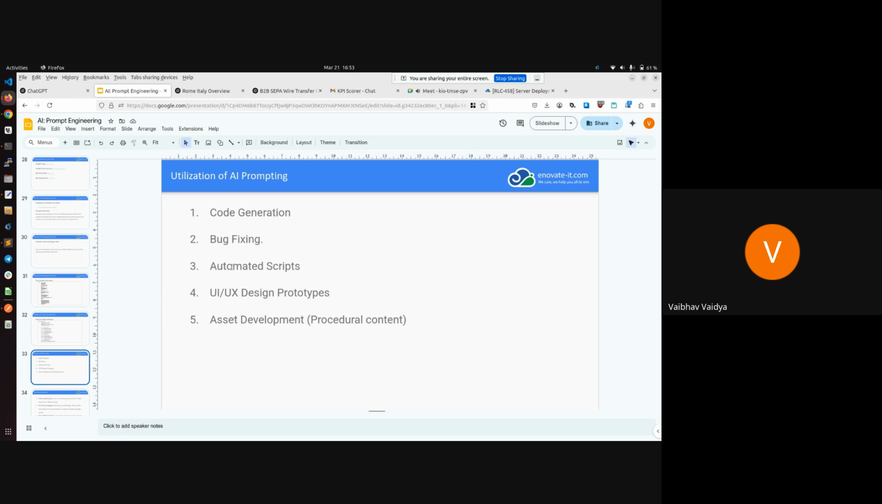Here then again, what are the main uses, since this is a software company? Okay, so code generation, bug fixing, automated scripts. You can also do UI/UX design prototypes. It won't be perfect. It often isn't perfect, but at least you will have a base. Like in my example with diagrams, I got a base. If any case is to be eliminated or to be added, I can make changes accordingly in the code that is generated, and I can utilize it.